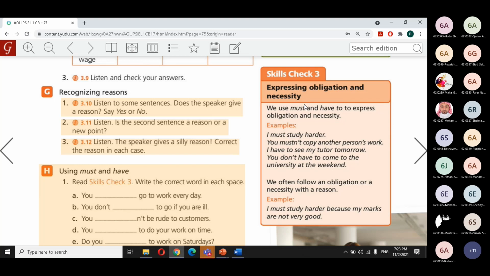If it is necessary to do something. Okay, if it is necessary to do something or you are obliged to do something, يعني أنت مجبر تسوي شيء, whether you like it or not. Okay. Maybe you noticed something here.